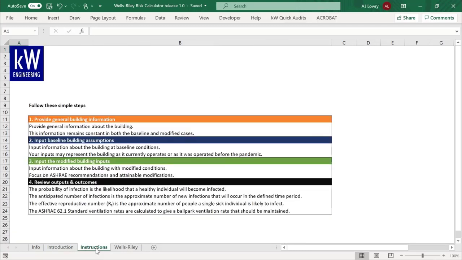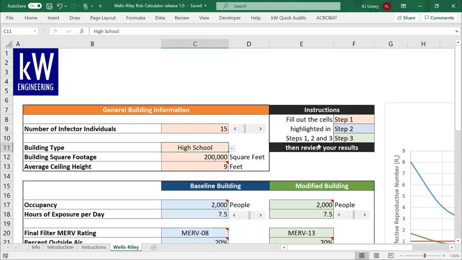There are 4 simple and color-coded steps to follow. In this example, we will be looking at numbers for a typical high school with an occupancy of about 2,000 people. Comments, indicated by red marks, offer additional information on the inputs.